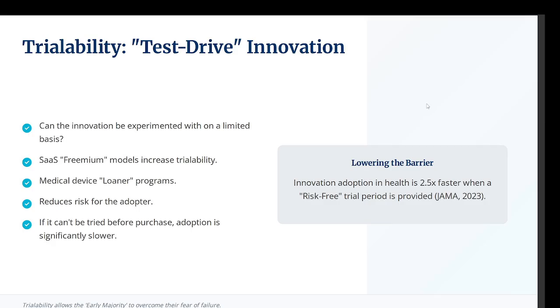Observability, on the other hand, refers to how visible an innovation and its results are to others. So innovations with obvious, measurable outcomes spread more rapidly.